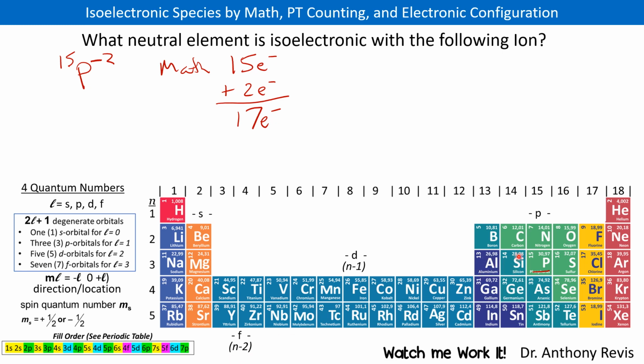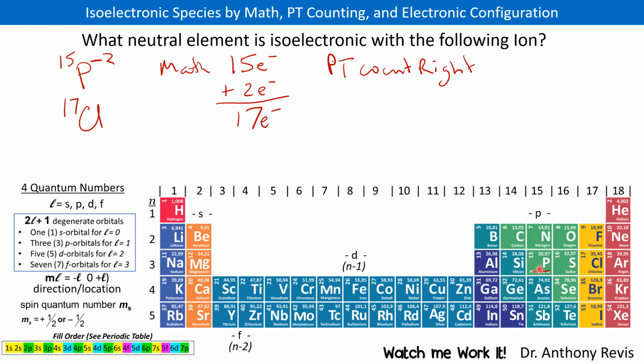So then I look throughout the periodic table for 17 electrons, and there it is at chlorine. So chlorine, atomic number 17, is isoelectronic with phosphorus -2, which is atomic number 15. They are not the same because the protons are different. Okay, I can do this by counting on the periodic table. So periodic table count: move right. How many spaces? You guessed it. 2 spaces right. 1, 2.